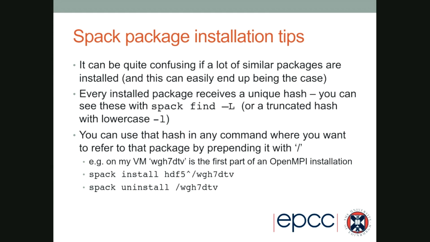So for example, on my VM, I found I had an OpenMPI installation with this WGH7DTV as the first part of its hash. I could then install anything, saying specifically I'd like it to use that as its OpenMPI dependency by just including it exactly as before with a little circumflex after the main spec. Or if I wanted to uninstall that particular OpenMPI installation, I could do the same with a / and then the hash.